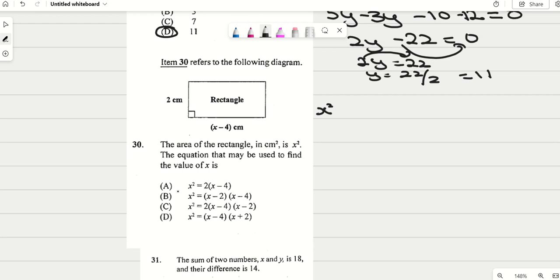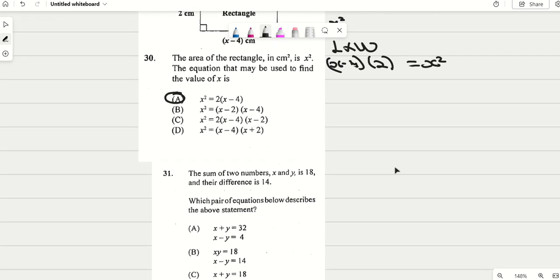The equation that may be used to find the value of x is, so first off, length multiplied by width. My length is x minus 4 and my width is 2. If you multiply this, you're going to get x squared. That's 2 by x minus 4, is equal to x squared. So the answer is A. It would not be B, C, or D. We have to multiply 2 by the brackets.